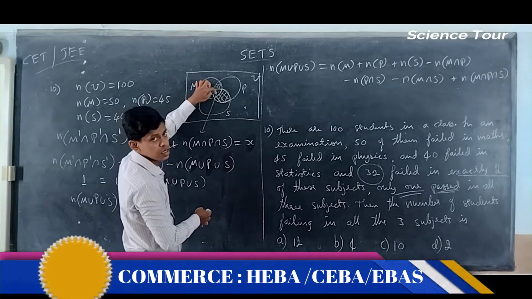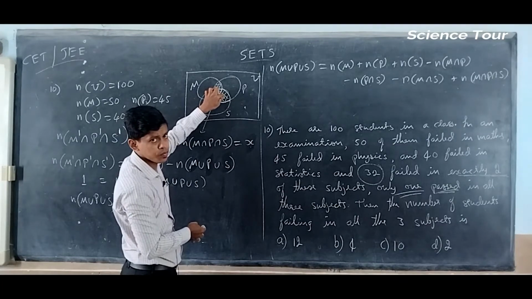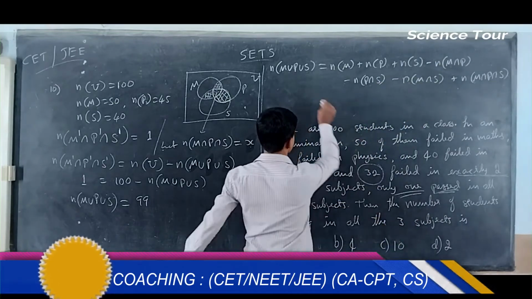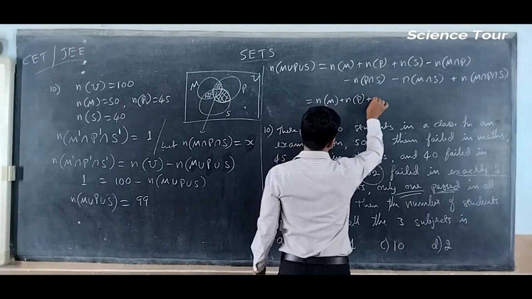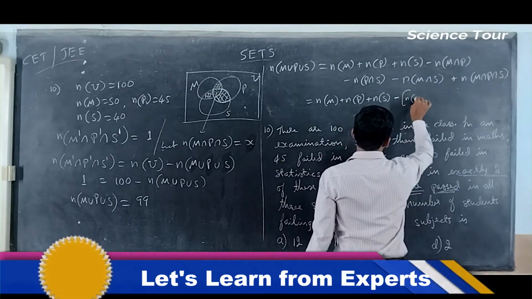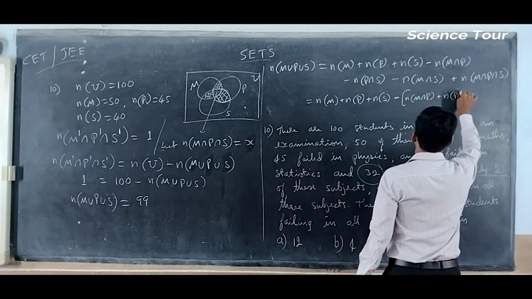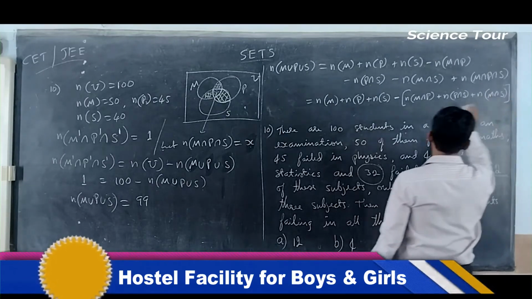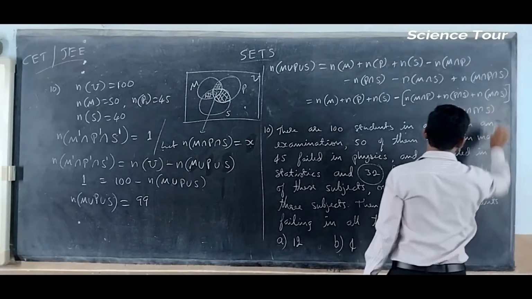So if this is x, and these three add up to 32, then how can we represent these three regions? Wait for a second. See, this is N of M plus N of P. We know these values, we'll substitute later. Now I am taking minus common, so that means this is intersection plus intersection of P and S plus intersection of M and S, and plus N of M intersection P intersection S.